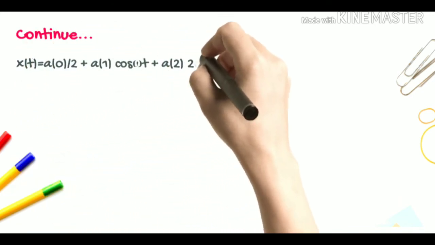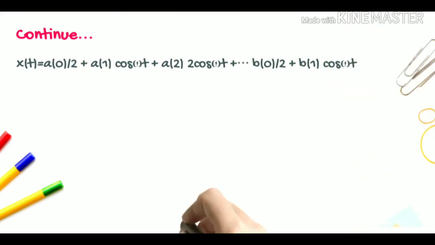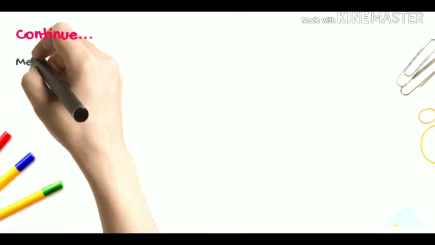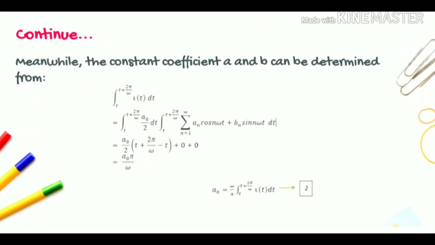x(t) equals A0 over 2 plus A1 cos omega t plus A2 cos 2 omega t plus B1 sin omega t, or we can use x(t) equals A0 over 2 plus the summation of An cos n omega t plus Bn sin n omega t. Meanwhile, for the constant coefficients A and B, by integrating x(t), the answer will be A0 equals omega over pi times the integral of x(t) dt.